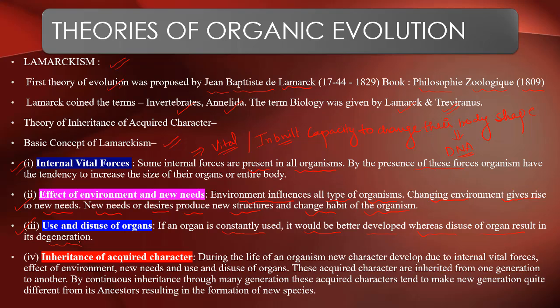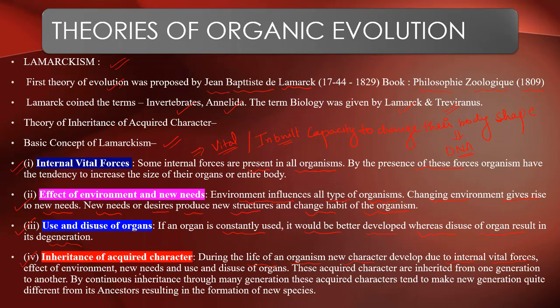The vermiform appendix and all the vestigial organs are not functioning in the human body right now, for example; they become functionless, vestigial. If an organ is constantly used, it would be better developed, whereas disuse of an organ results in its degeneration. Understood? Now coming to the next, inheritance of acquired characters. During the life of an organism, new characters develop due to the internal vital forces.